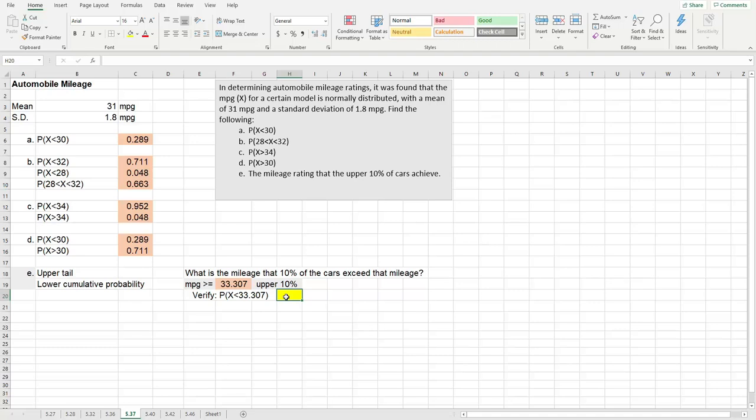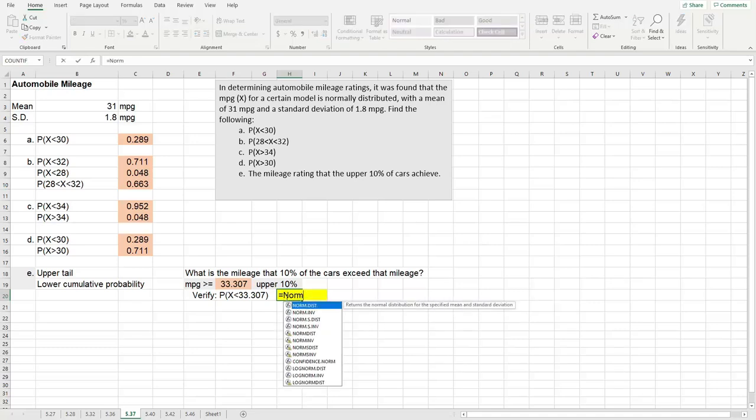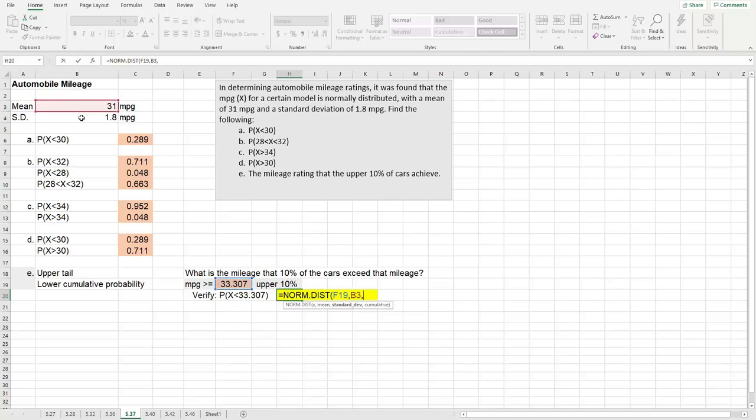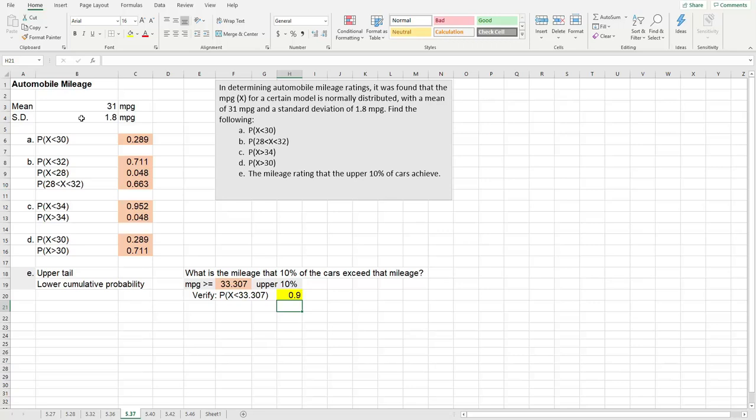33.307, and we can verify this by putting down NORM.DIST, taking this as our x, our mean 31, our standard deviation, and the cumulative as true, and that gives us 0.9, which was the probability that we used. And that covers inverse problems and standard normal distribution in Excel.